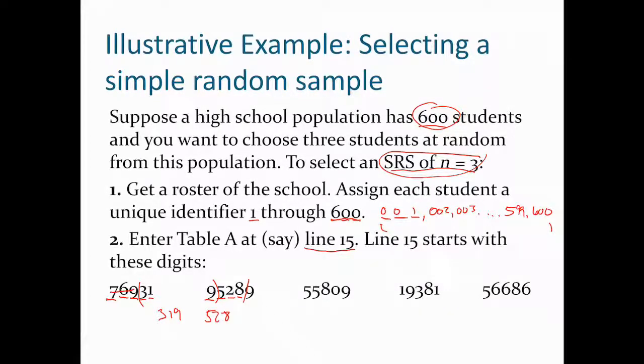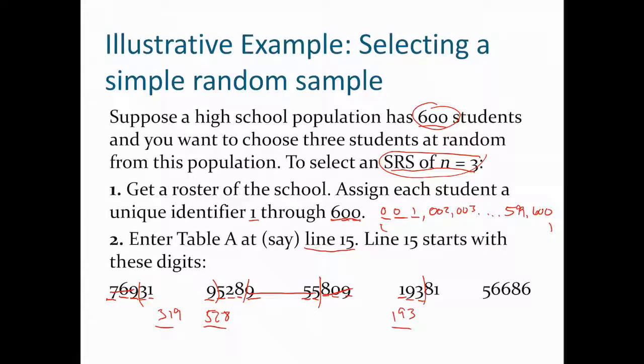And then our next 3 would be 955. Well, 955 isn't between 1 and 600. Our next 3 would be 809. That doesn't fall between 1 and 600. So cross those off. Our next one here is 193. 193 does fall between 1 and 600. 193. And then these are our 3 students.